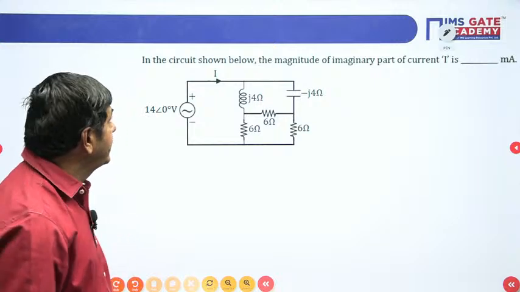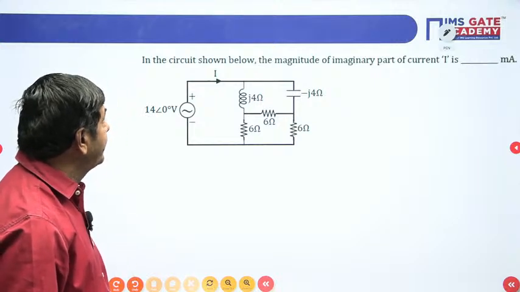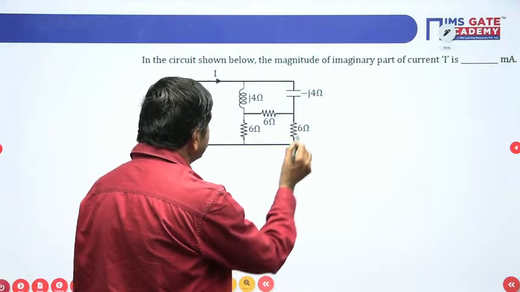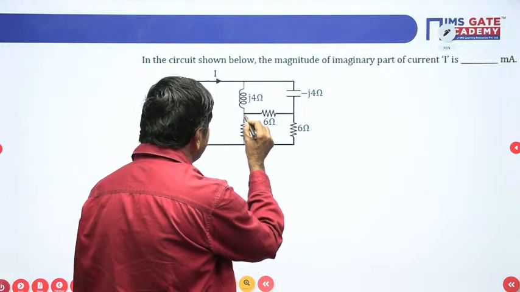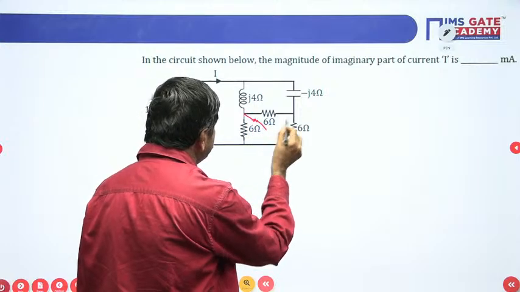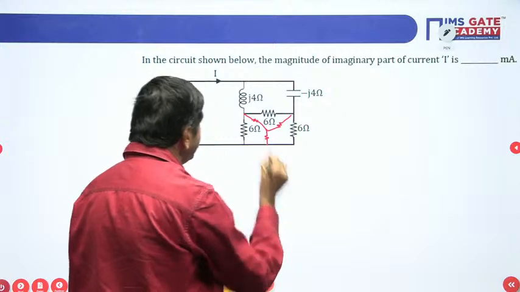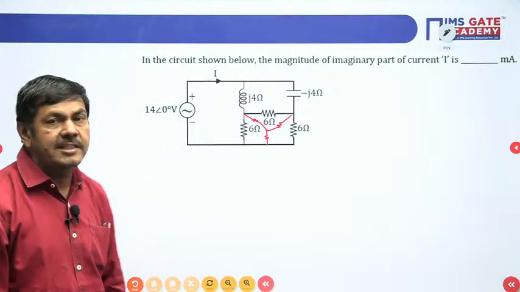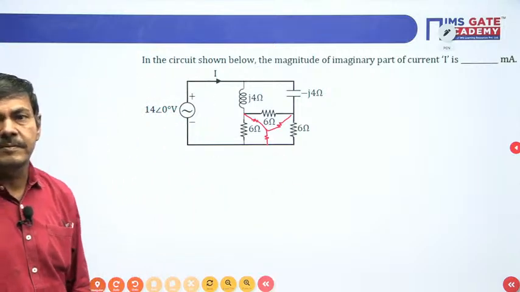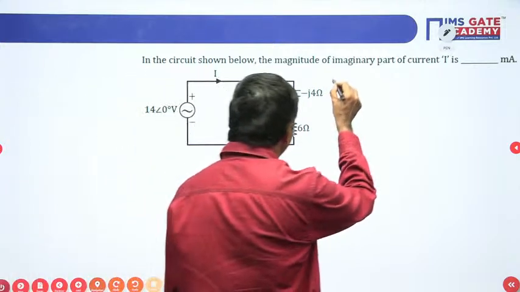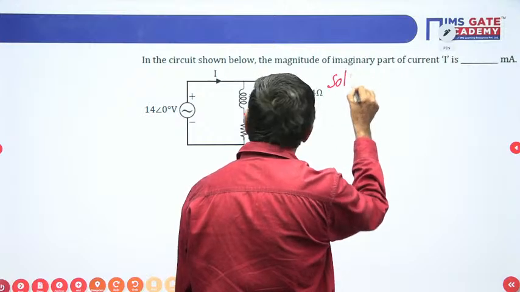How can we find this current I at first? By simplifying the network only. Here a delta connection is given. This delta connection you convert into a star. If you convert delta to star, you can simplify these networks. After simplification, you can easily tackle this question. I say this can be done by this method.